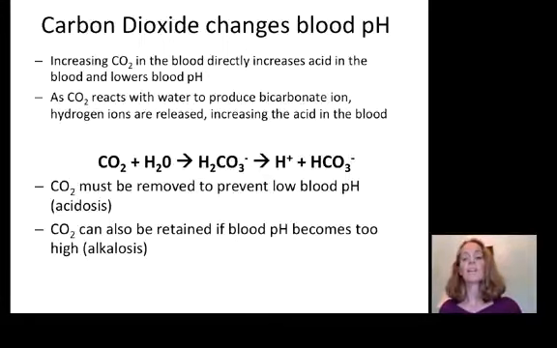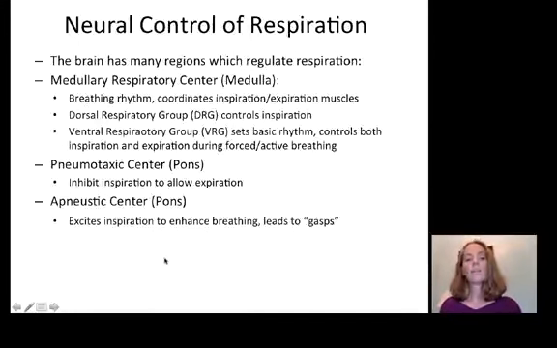Or if you have a condition where the blood is too alkaline, carbon dioxide can be retained to bring the pH level back down. So the amount of ventilation that we do, the amount of air that we're letting in and out of the lungs will increase if we need to get rid of carbon dioxide, and it will decrease if we need to hold on to carbon dioxide. So the brain is going to do this.